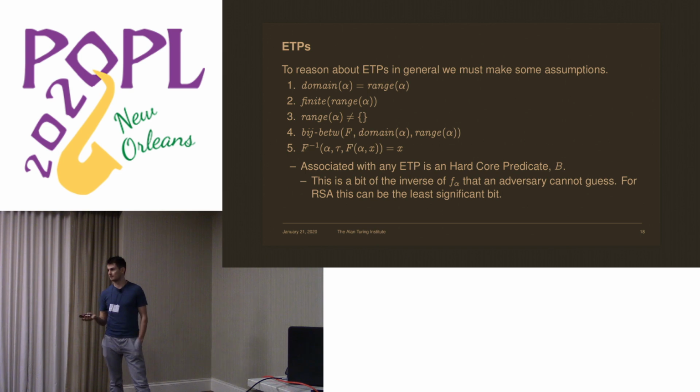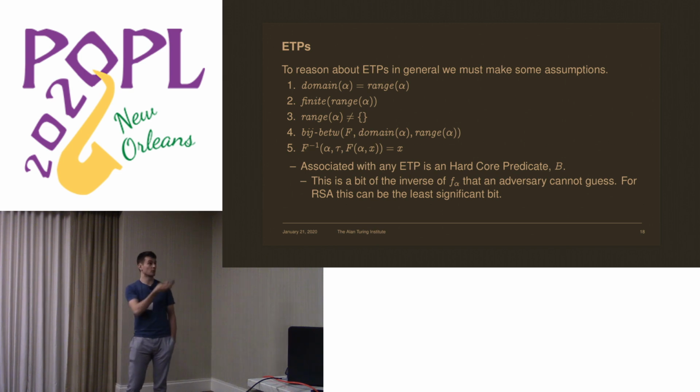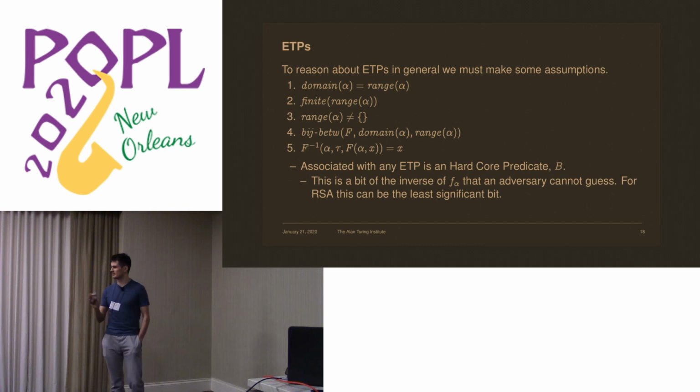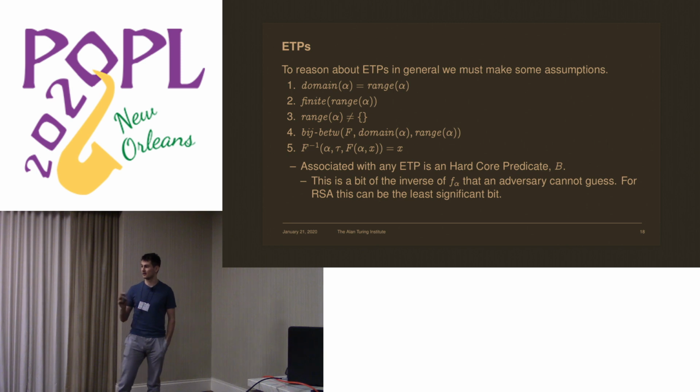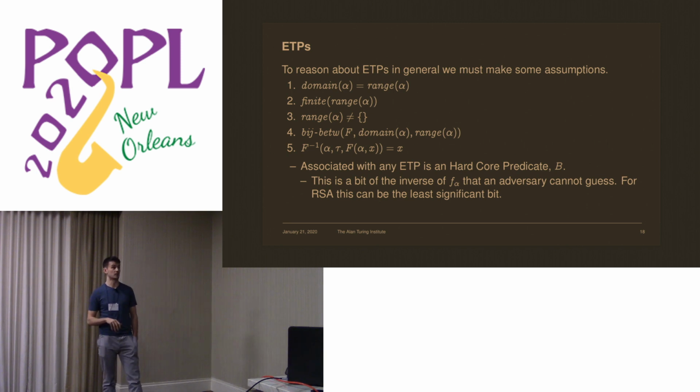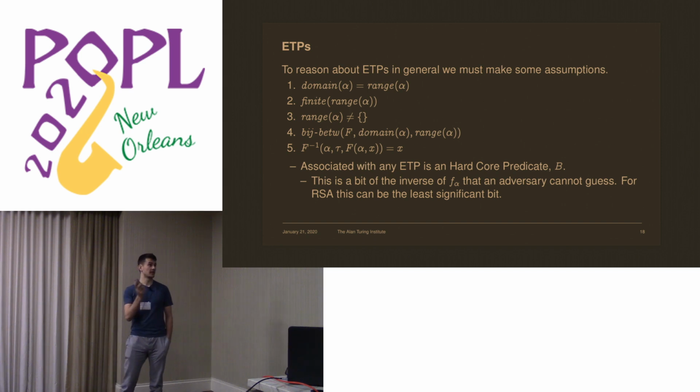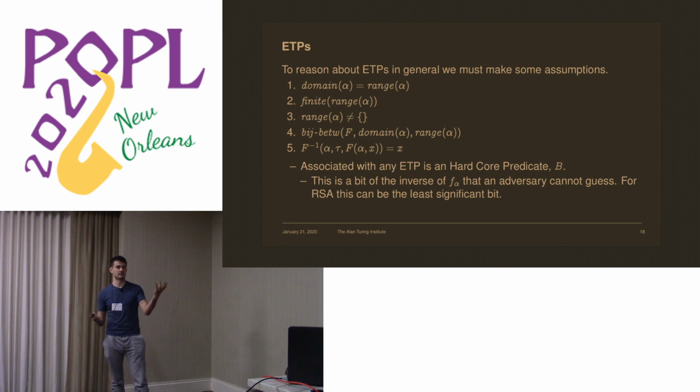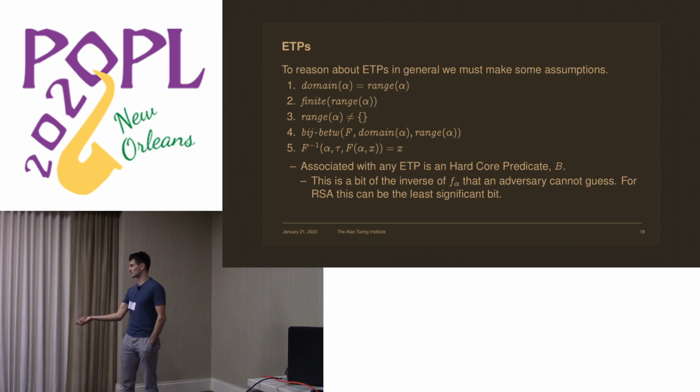So to reason about these extended trapdoor permutations in general, we make these 5 assumptions. There's a couple more technical assumptions that I don't want to go into about the sub-probability mass stuff. We have to make sure that some of the probabilities sum to 1. But we've got 3 fairly mundane ones, that the domain is equal to the range, that we have a finite range, and that the range is non-empty. And then the slightly more interesting ones, where we have a bijection, and then that the inverse of the function applied to the function gives us what we want. This is, with the trapdoor, what we want here.